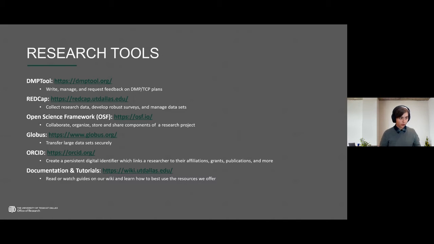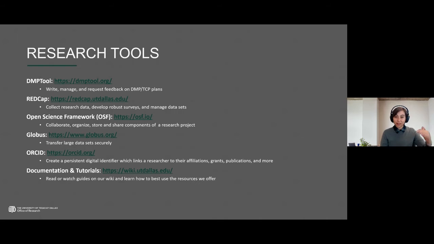So here are a few research tools that we have to offer. The first one is the DMP tool. The DMP tool is a great resource for researchers to write plans, manage plans, and share the plans with collaborators so they can write on the plan together. You can request feedback on the plans using the tool. And when you request feedback, the data management team will receive a notification and will review it and offer feedback.